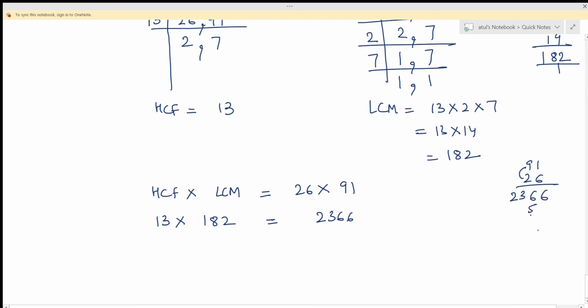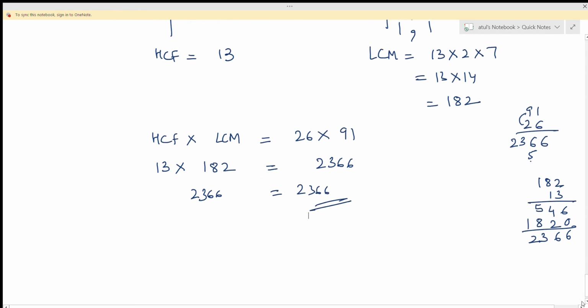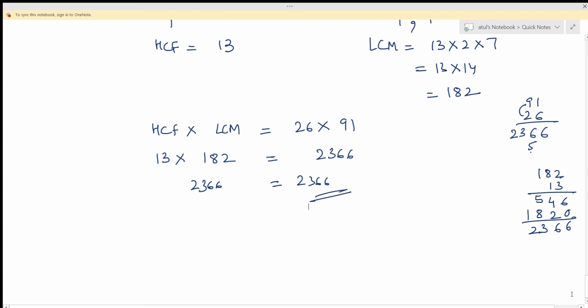Let us try with 182 and 13. What you get is 2366. So you see the relationship is satisfied over here. I hope it's clear to you all, and the rest two parts you can try on your own.